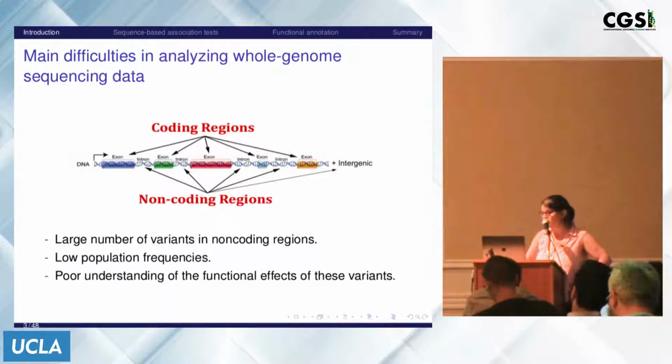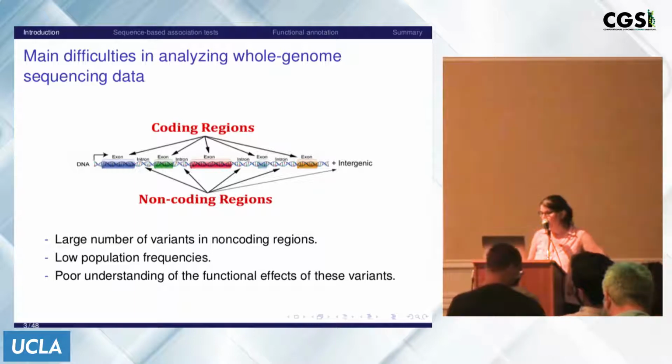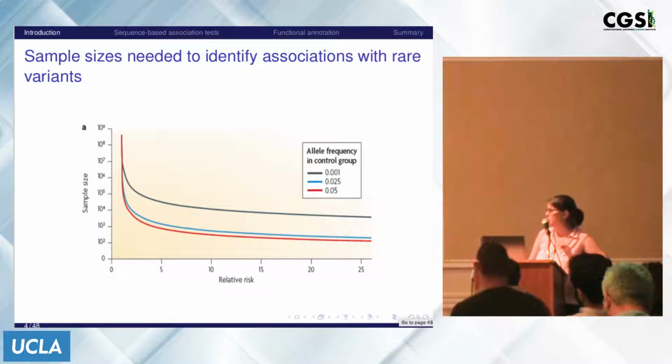And standard approaches we've been using for analysis of common variants in GWAS will probably not be very efficient in the context of sequence data and rare variant data. To begin with, as I mentioned, most of the variants we discover in sequencing studies are rare.